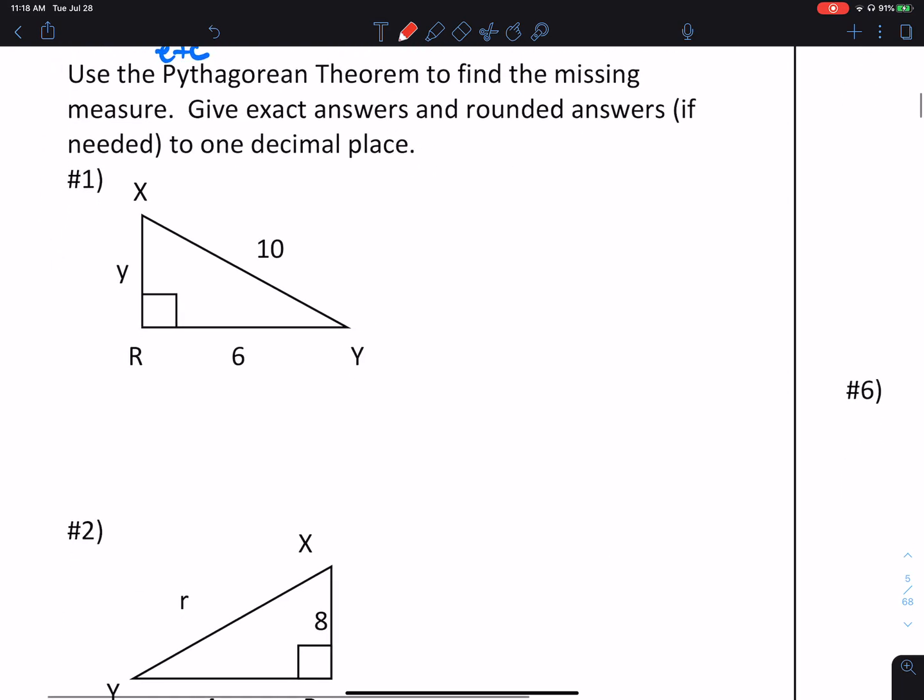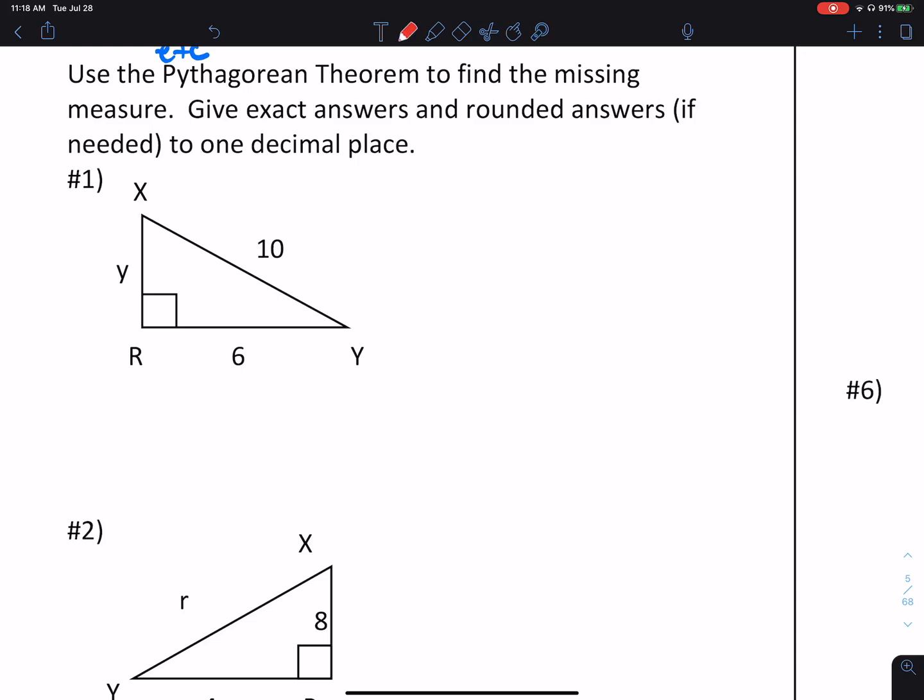Let's check out number 1. Use the Pythagorean theorem to find the missing measure. Give exact answers and rounded answers, if needed, to 1 decimal point. First of all, does the Pythagorean theorem apply to this? It does. We have a triangle that has a right angle. Now I recognize right now this is a Pythagorean triple.